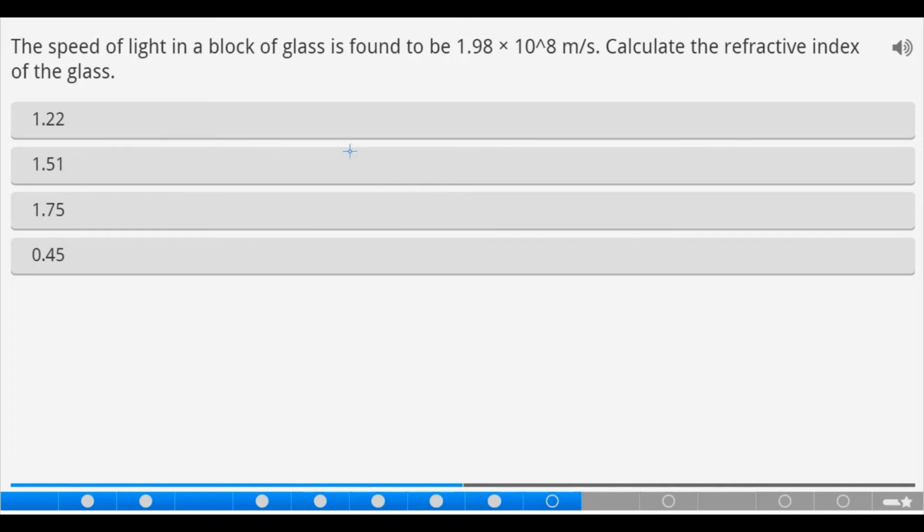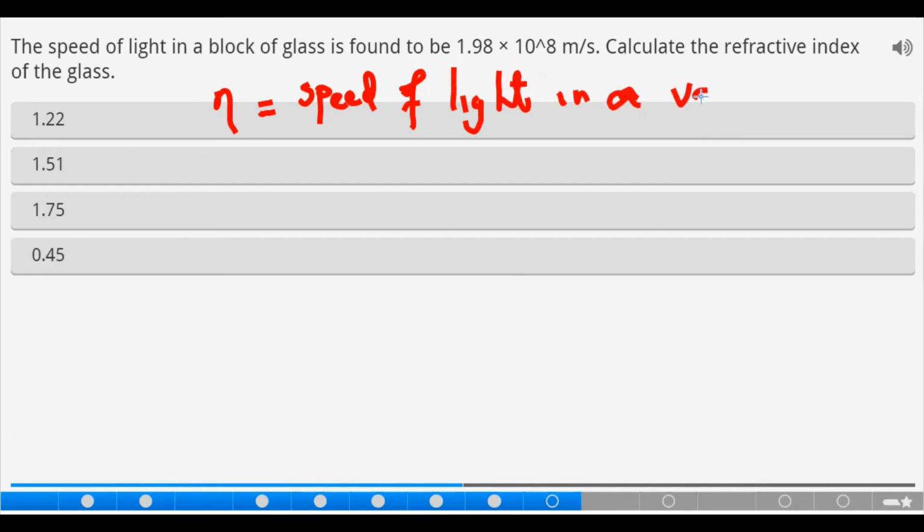Now, the speed of light in a block of glass is found to be 1.98 times 10 raised to power 8 meters per second. We are to calculate the refractive index of glass. Now, refractive index is equal to what? Speed of light in a vacuum over speed of light in glass.